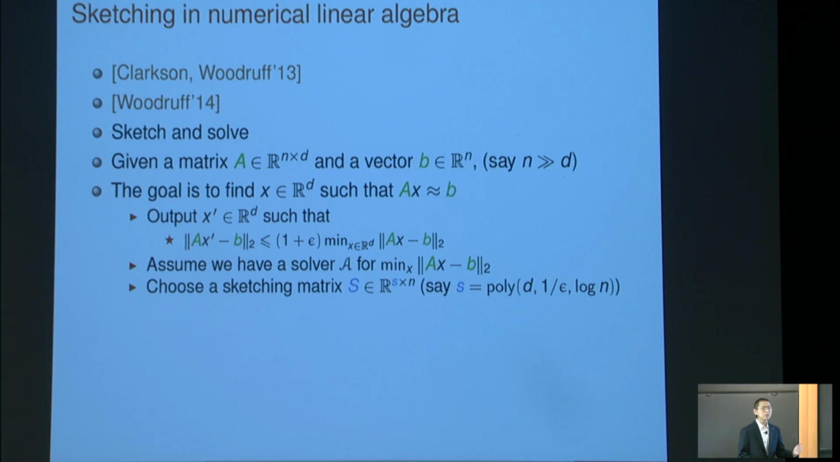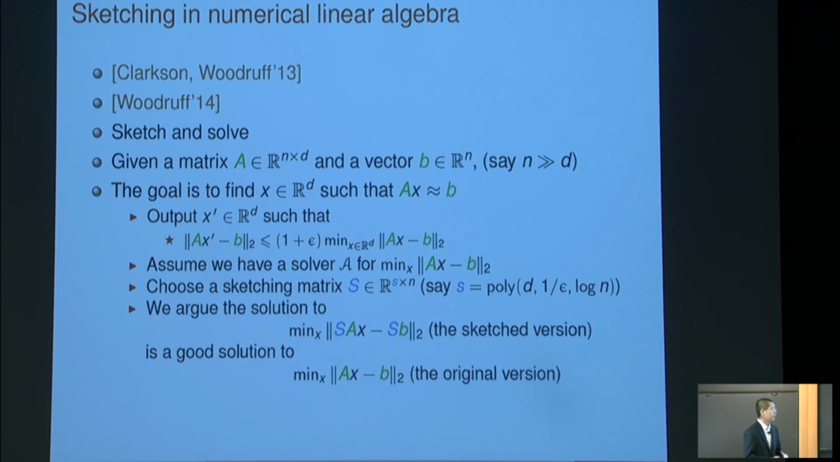Instead of running a solver on the original problem directly, we are going to choose a sketching matrix, which I call S. S is a very fat matrix with only a small number of rows. The idea is that you can compress n down to some small number s, where s is poly in d, 1 over epsilon, and log n.